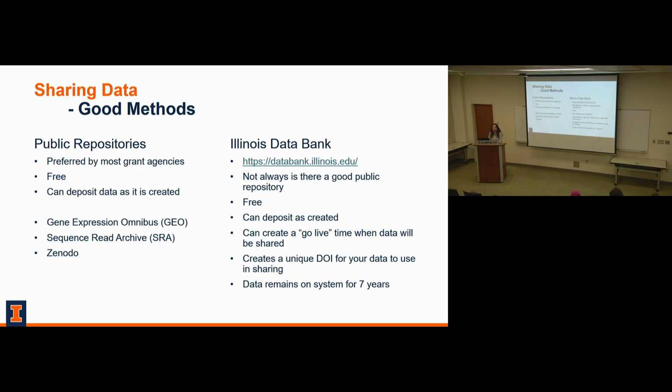Public repositories, as I mentioned before, are preferred by most grant agencies, and they are free, and you can deposit data as it's created, such as GEO, SRA, or Zenodo. If you do not have a good repository to go to, Illinois Data Bank is also a good option. It is free to use on campus, and you can also deposit as created. You can set a go-live time when data will be shared, and it will have a DOI, so you can cite your data. It's been said that data will remain on the system for 7 years, but as far as we know, they haven't deleted anything yet.